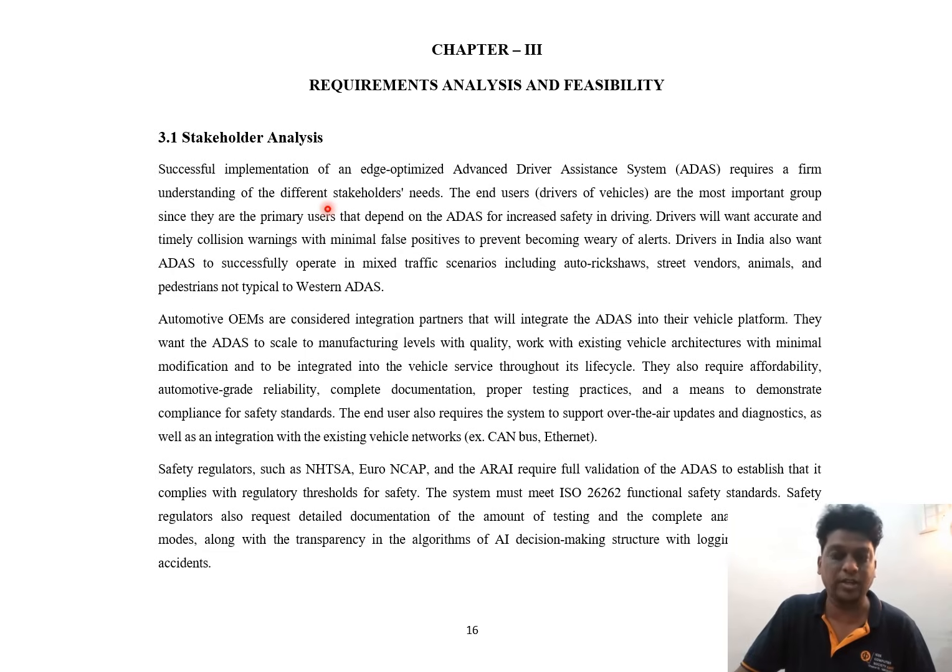So from the end user's point of view, what are the requirements that we should analyze first? For that only, we need to provide the solution. So we should understand what accuracy we need and what false positives we have to prevent, and what drawbacks we have to overcome from the existing methods that we studied. All that we should analyze from this stakeholder analysis.